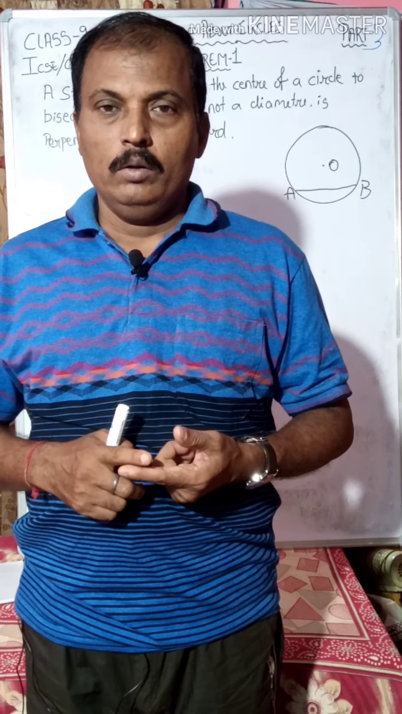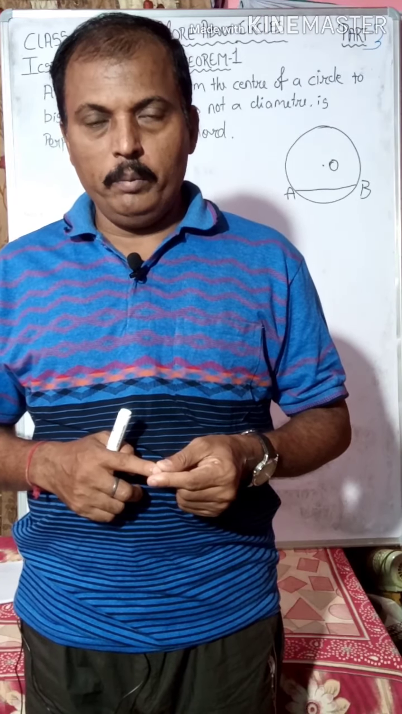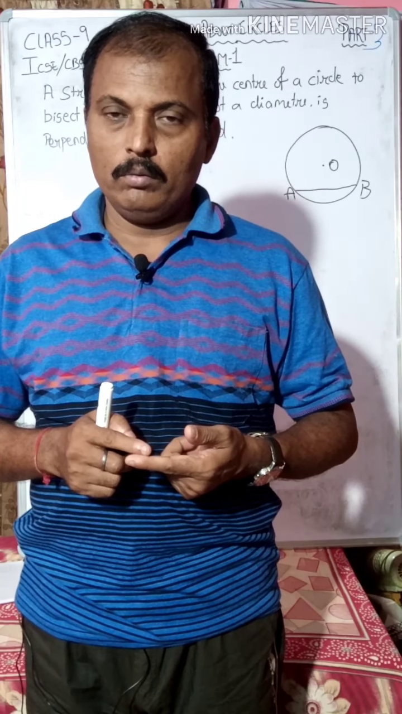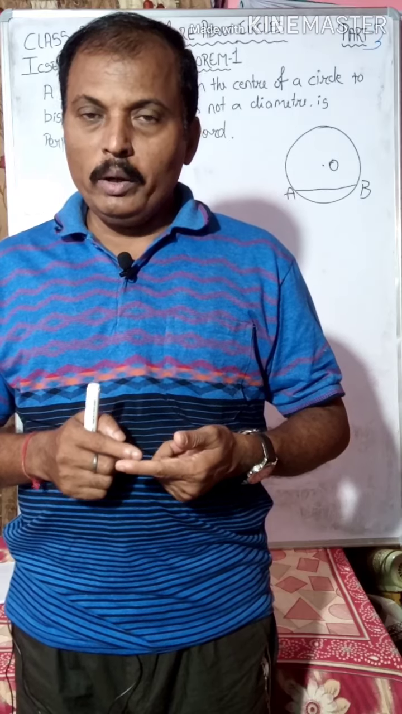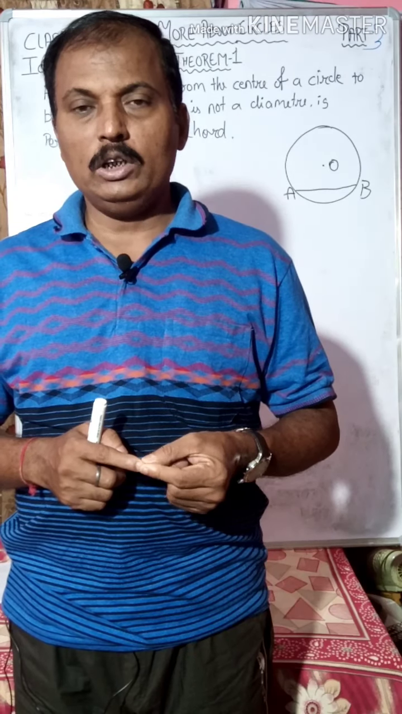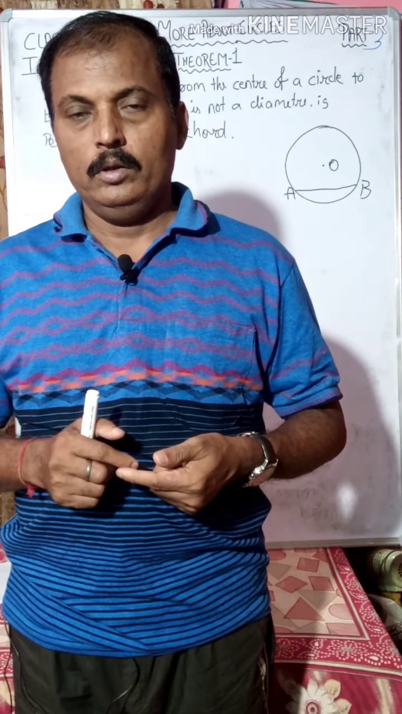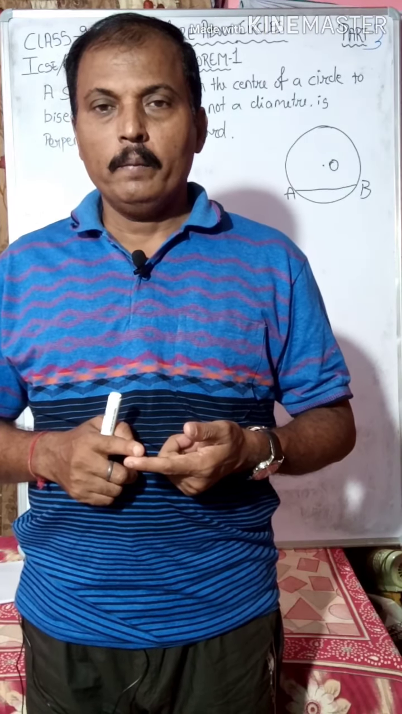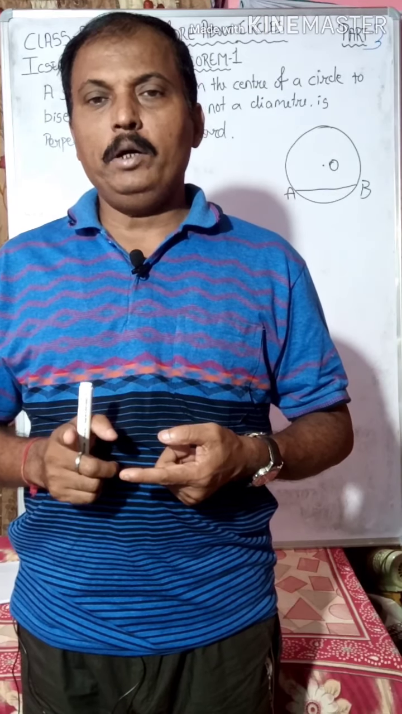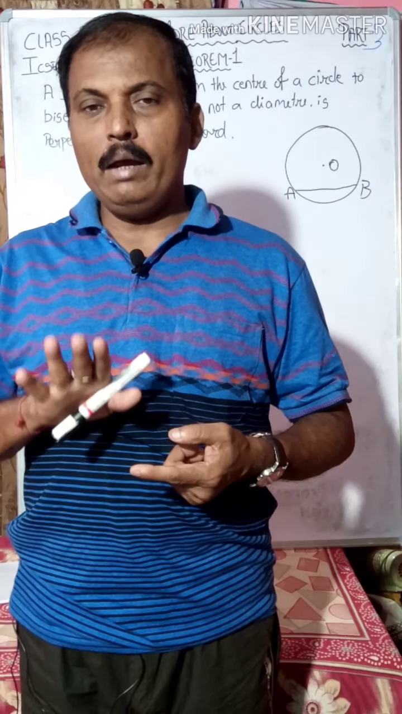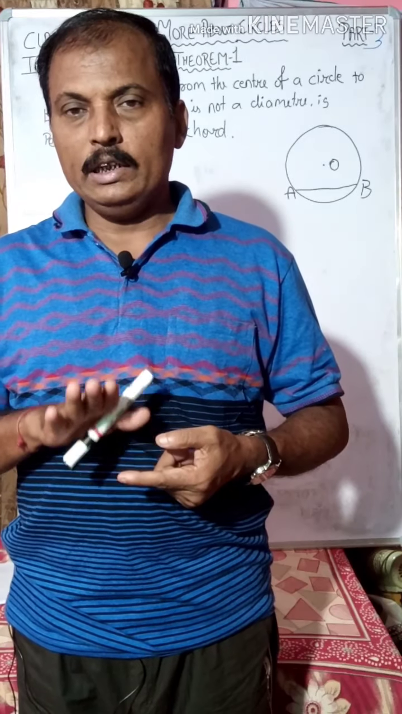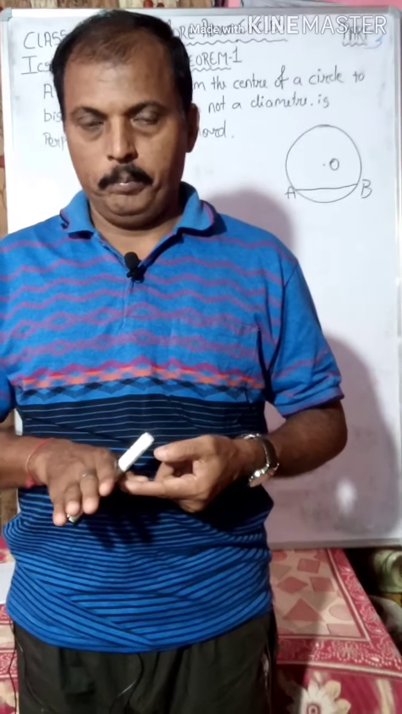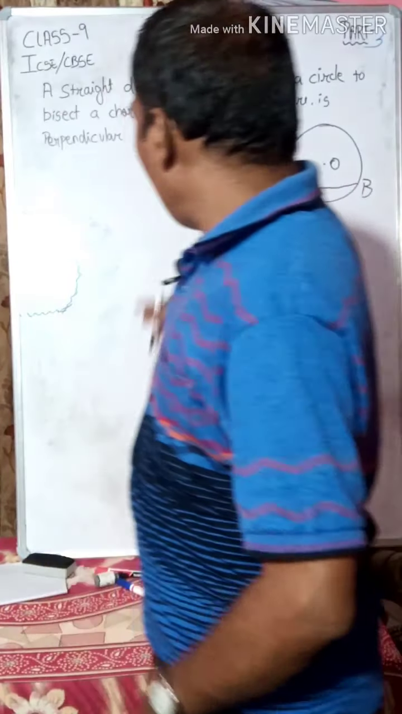So whenever you do a theorem, the very important point is that we should know the congruency conditions which we discussed earlier. If you haven't seen the video, please watch that video again and again. There are 5 conditions of congruency, which is very important for our future life or geometry portion. Now look at the first theorem.